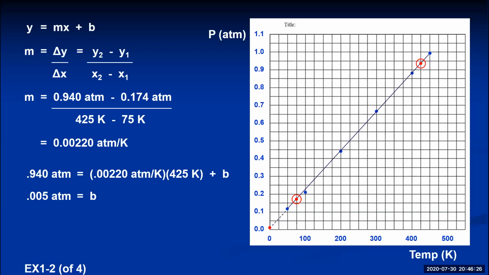So therefore, you've now determined the equation of the line. You would express it: y equals 0.00220 atmospheres per Kelvin times x plus 0.005 atmospheres.